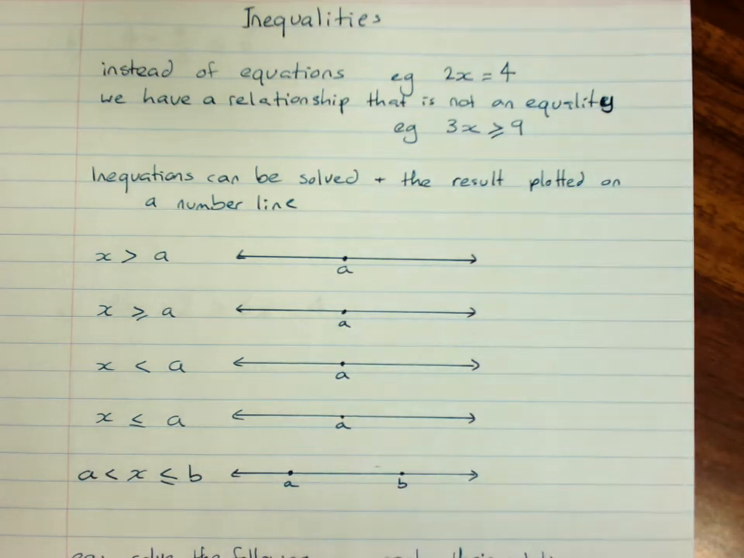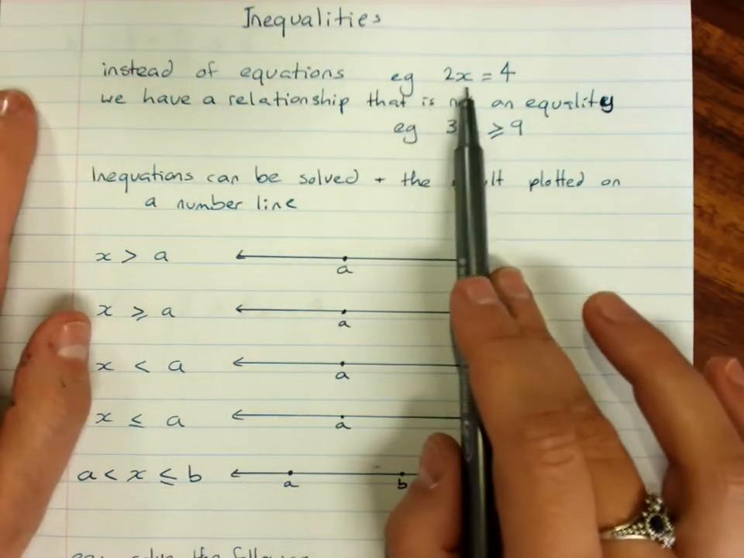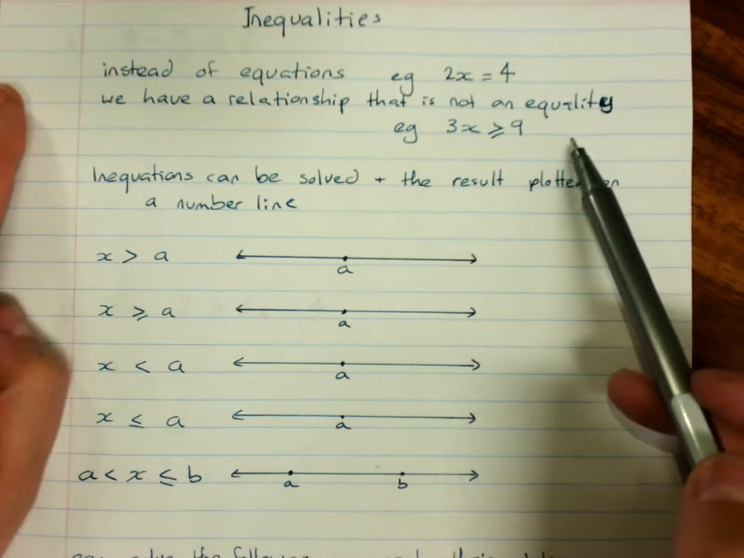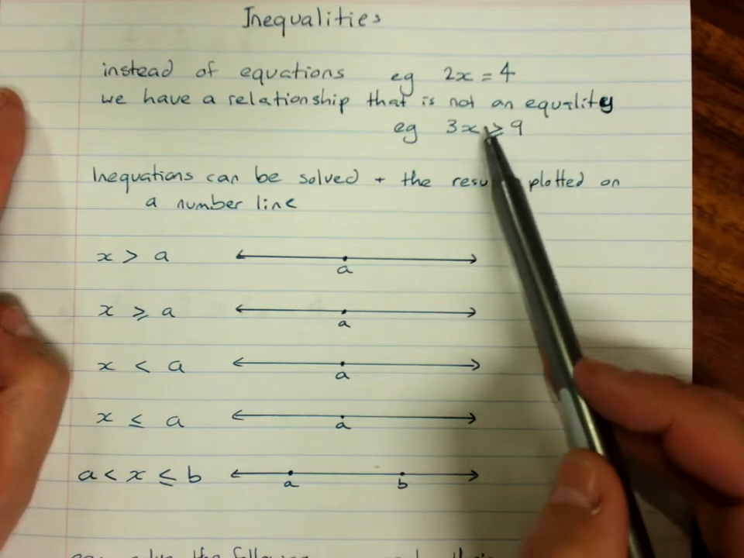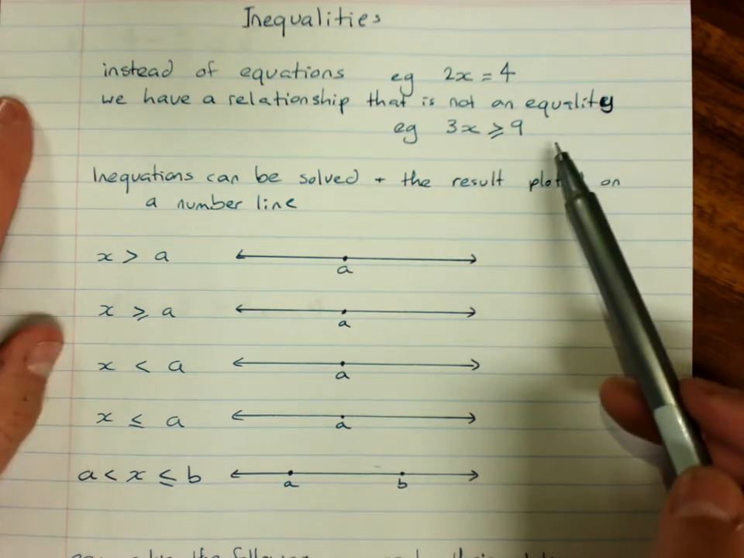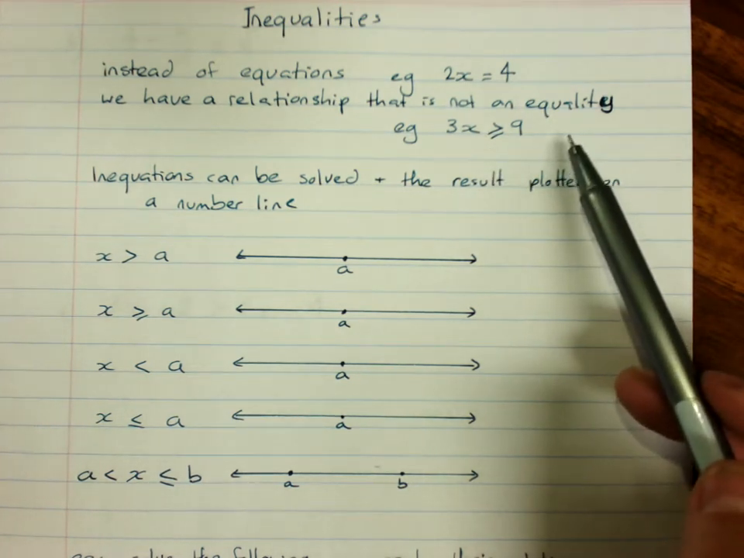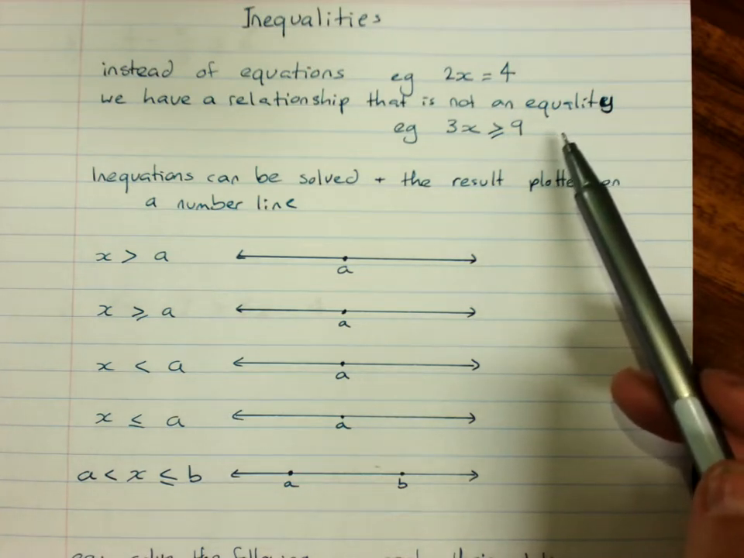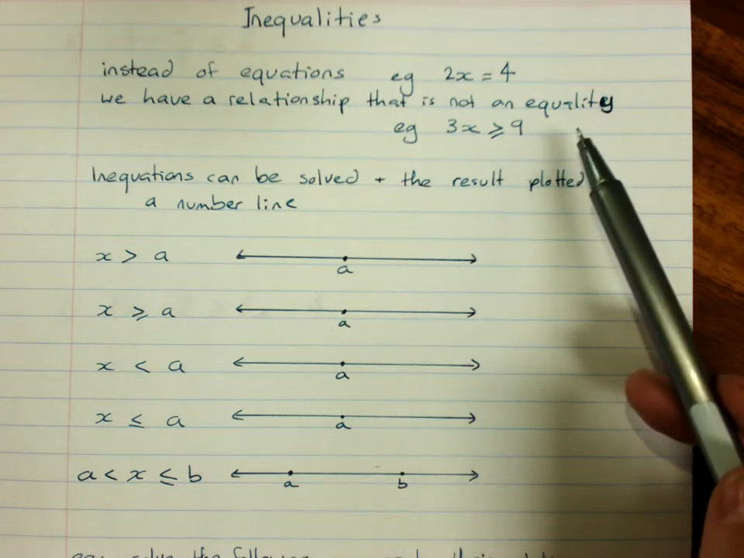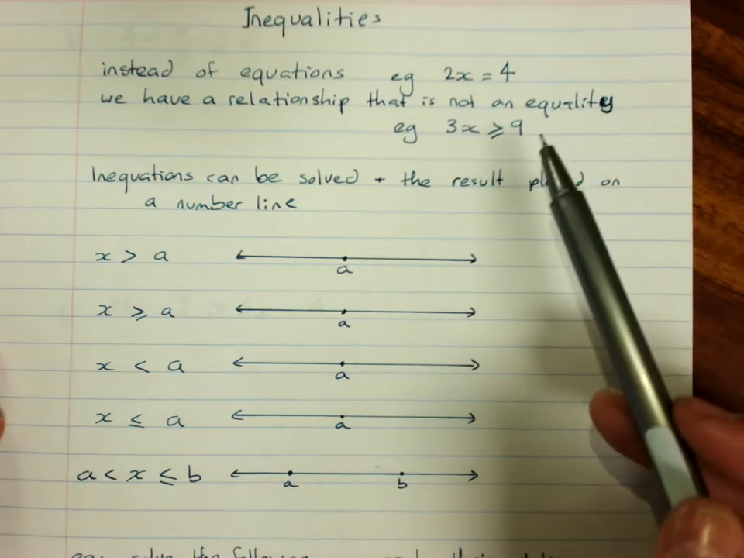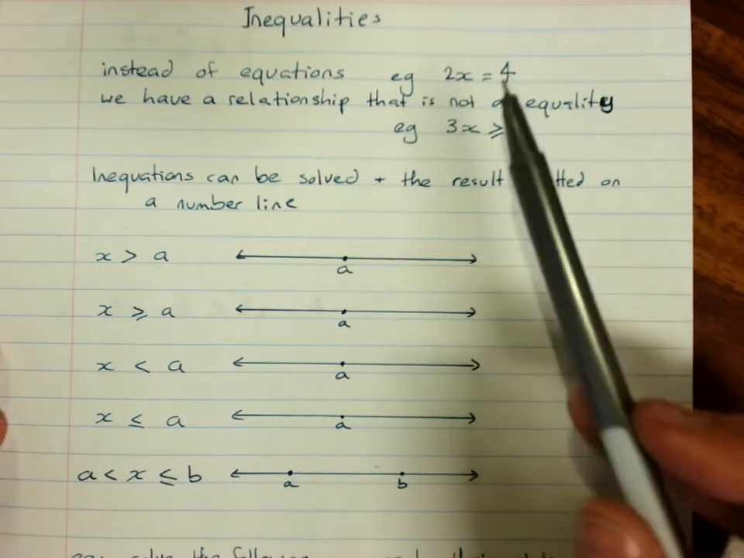Inequalities. Inequalities arise when, instead of equations, for example, 2x equals 4, we have a relationship that is not actually an equality, but a relationship nonetheless. This sort of thing might arise when I say I can have no more than 12 students in a classroom, or the class can't run unless there are 5 or more students involved. So there's a lot of situations which are best represented by an inequality.